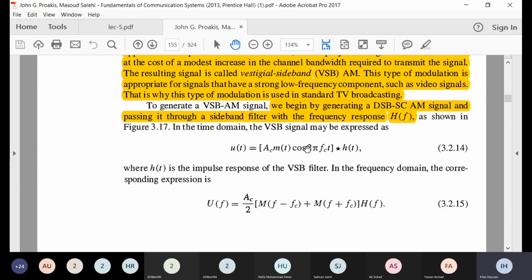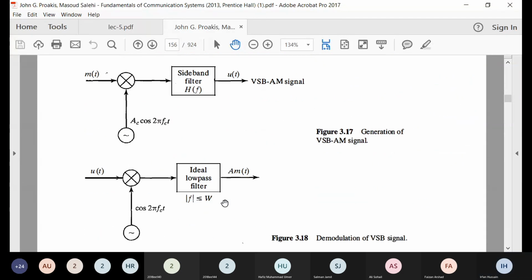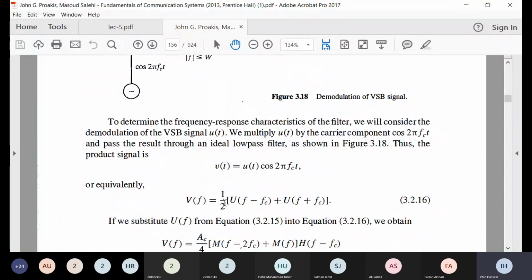And in frequency domain, we know this is the modulated signal at plus fc and minus fc. The frequency spectrum has shifted to plus and minus fc, and convolution is multiplication. It is just being multiplied with H(f). This is my vestigial sideband signal. So the question arises, what should be our H(f)? In order to answer this question, we have to see how we will be able to demodulate our vestigial sideband signal.